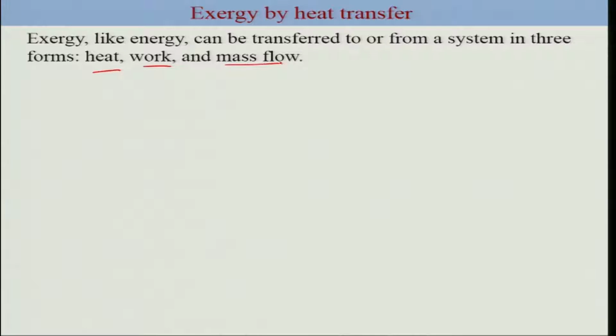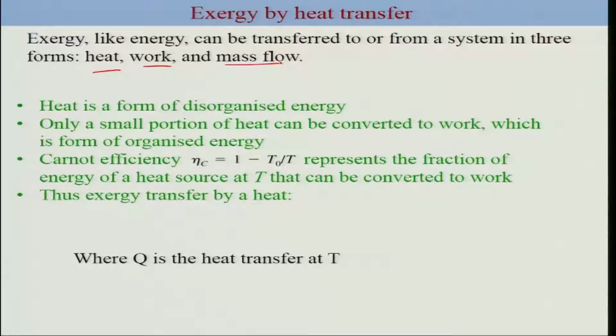Now let's first look at exergy by heat transfer. Heat, as we know, is a form of disorganized energy, and not all heat can be transferred to work. If you make use of a reversible heat engine, then the maximum amount of heat that can be transferred to useful work is simply the efficiency of a reversible heat engine, that is the Carnot engine, multiplied by the heat supplied to the system. That would be the maximum useful work potential, or in other words, your exergy due to the heat transfer. So that is what we are going to write here.